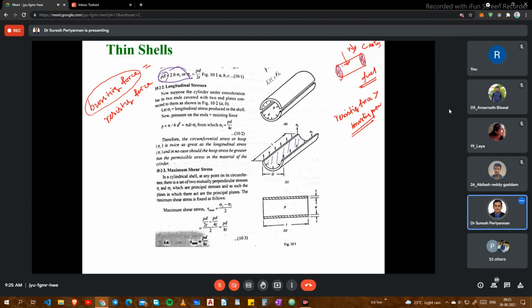How much force is acting now? Bursting force is P D L. Now we are finding sigma C equal to PD by 2T.